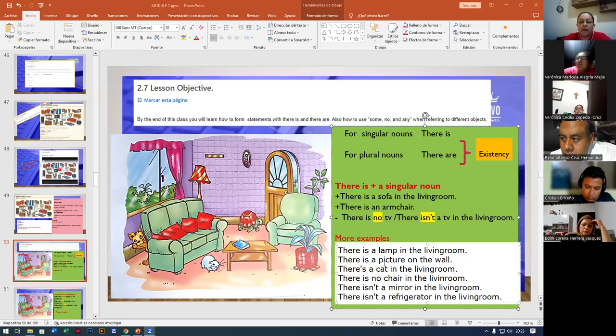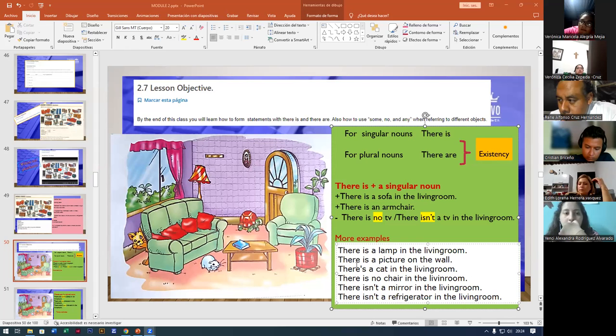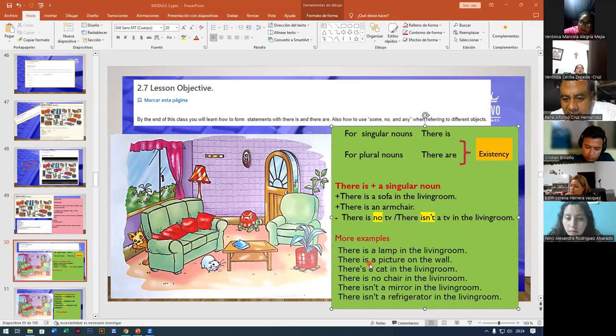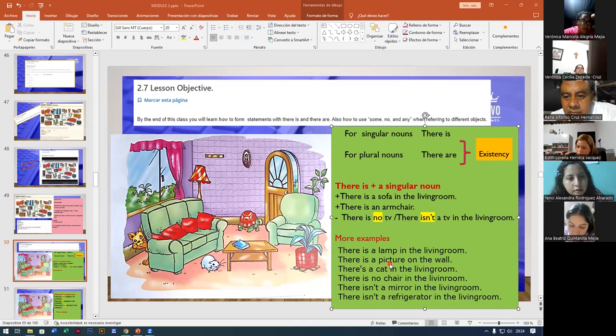There is a picture. Do you want a negative or positive sentence, sorry? No, it's this one. It's the examples you have here. For example, the first example says, there is a lamp in the living room. The next example is, there is a picture on the wall. Uh-huh, that one, exactly. Read it, please. There is a picture on the wall. Repeat it. There is a picture on the wall.